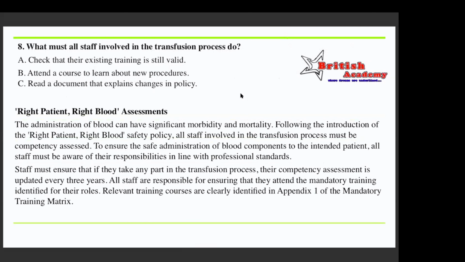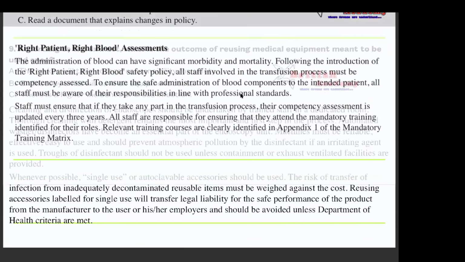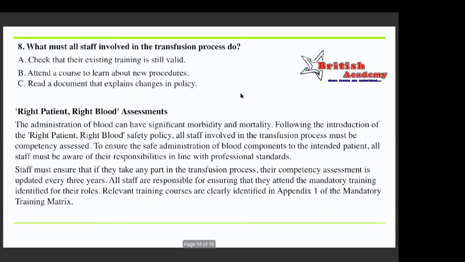That is the eighth one. I'll have two more, the eighth one and the ninth one. So what must all staff involved in the transfusion process do? Okay, C answer is correct. Now let's go for this one. What must all staff involved in the transfusion process do?